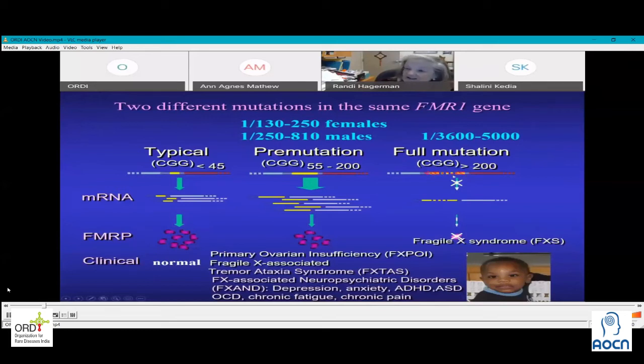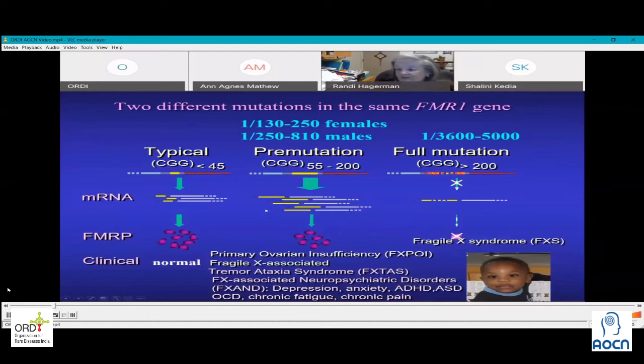And the full mutation has a process of methylation that turns off the gene so that there's little or no message produced, and that's what causes Fragile X syndrome. It's really the lack of FMRP, the protein produced by the gene. However, the pre-mutation, which is much more common, about 1 in 200 individuals, causes just the opposite. That means overactivity or overproduction of messenger RNA. Usually the level of protein is normal or slightly low, particularly in the upper end of the pre-mutation.